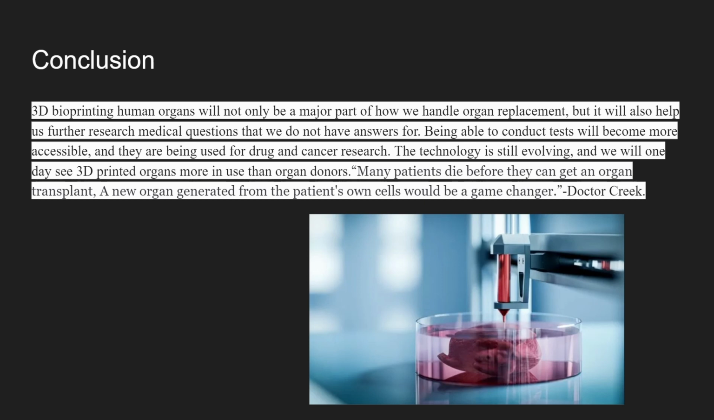Many patients die before they can get an organ transplant. A new organ generated from the patient's own cells would be a game changer.